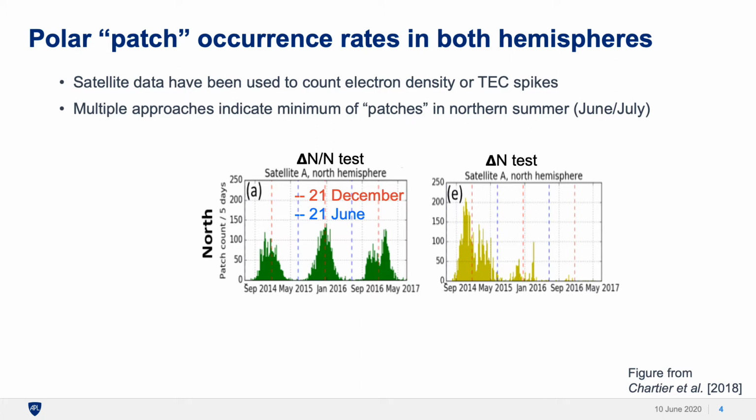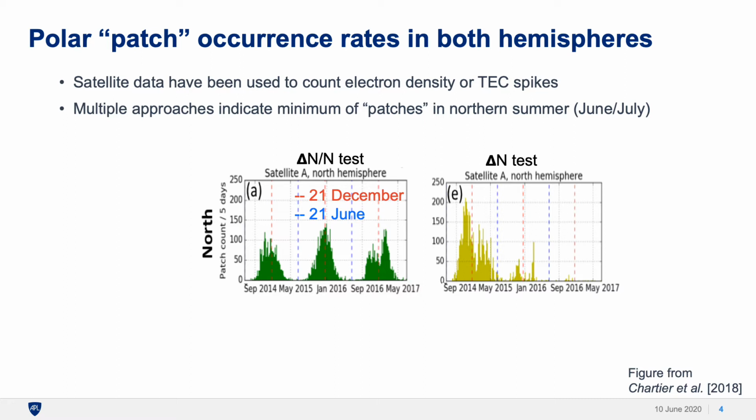Satellite data have been used to count electron density or TEC spikes to get polar cap patch occurrence rates in both hemispheres. Multiple different approaches have indicated minima in the northern hemisphere summer, including the two that I've shown here. So the delta n over n test requires that the spike is larger than some multiple of the background, usually more than double the background. The delta n test requires simply that the spike is larger than some absolute value. It could be 4 TEC units, or it could be 10 to the 5th electrons per centimeter cubed. In this case, it's 4 TEC units.